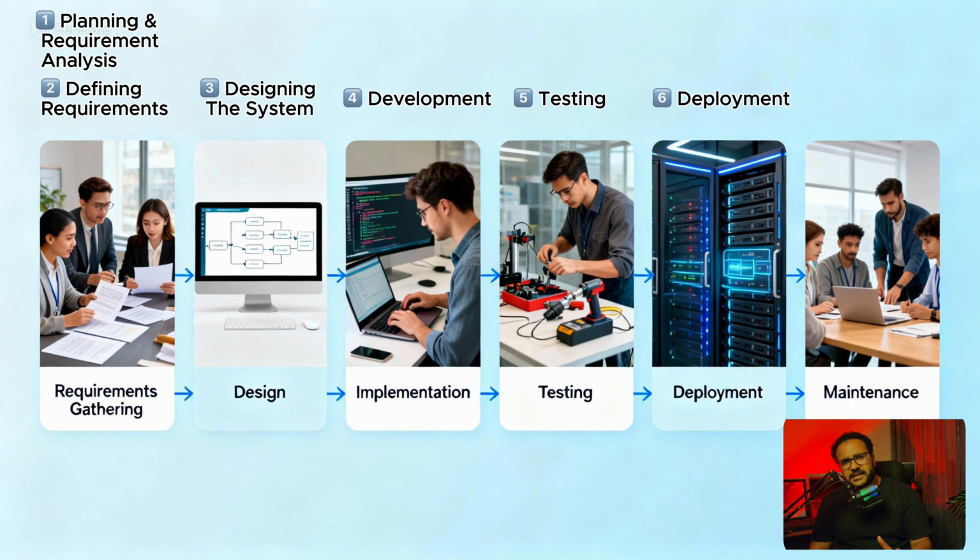Number 6 is the deployment. Once everything is tested, the software is released into the real world. Depending on the model, this can be a big bang launch or small incremental releases. Number 7 is the maintenance, the often forgotten phase. After release, teams fix bugs, optimize performance, and roll out improvements. Think of this as the software aftercare. The software aftercare is just as important as the build itself.